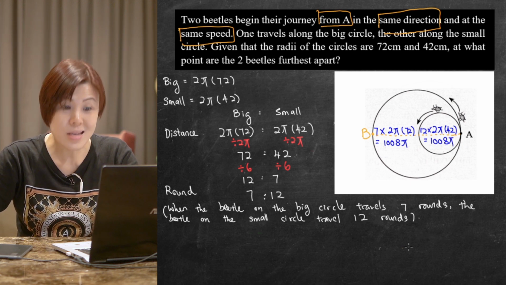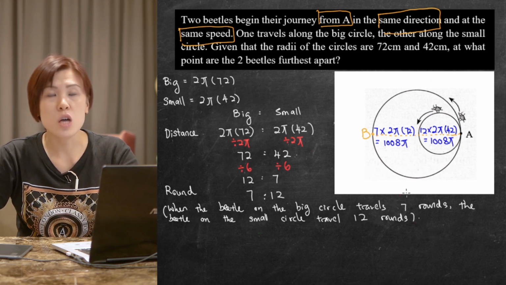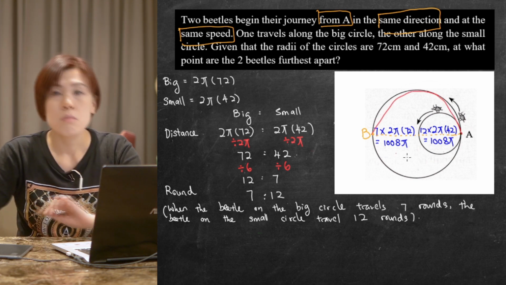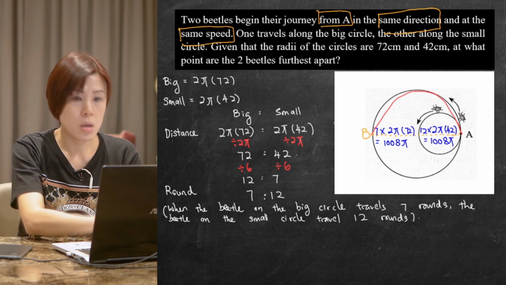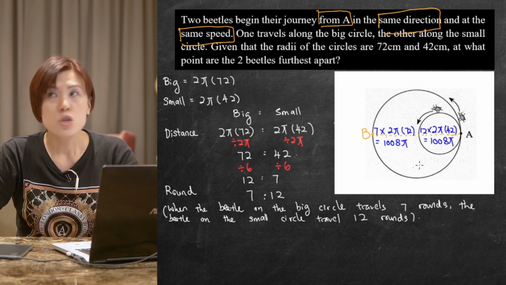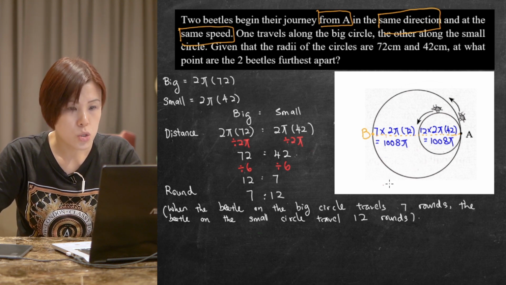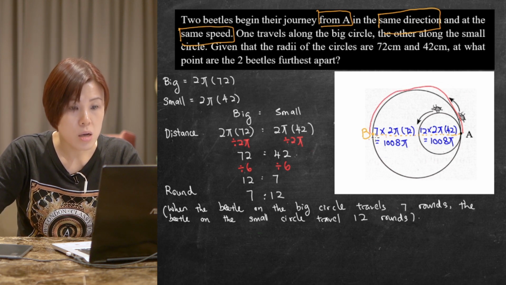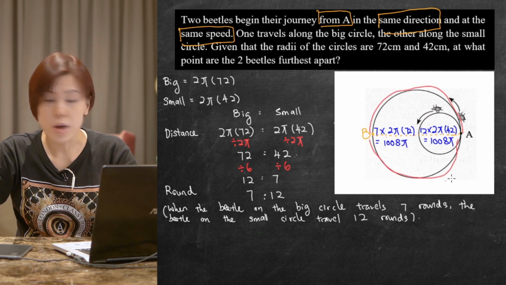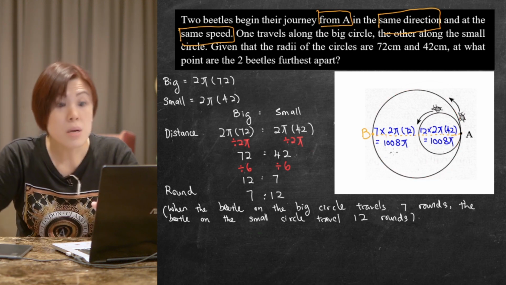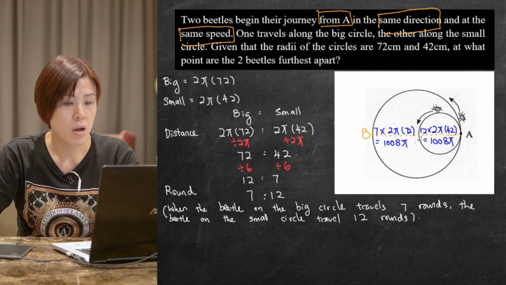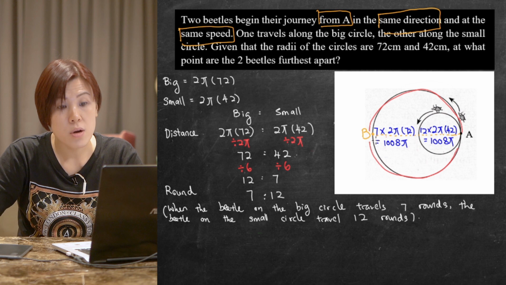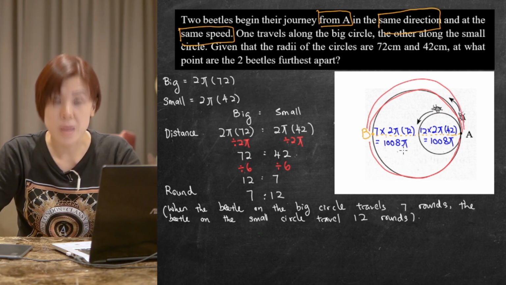So what I mean is, for example, if the beetle on the big circle travels half round, half circle, then it goes to point B. If the beetle on the big circle travels two halves, one half, two halves, then we go back to point A. If the beetle on the big circle travels three halves, one half, two halves, and three halves, then it will be at point B.